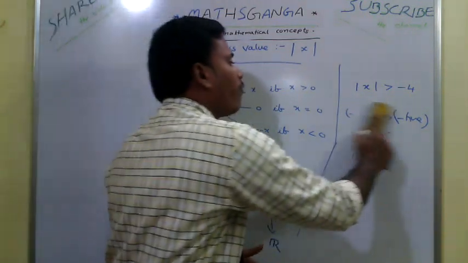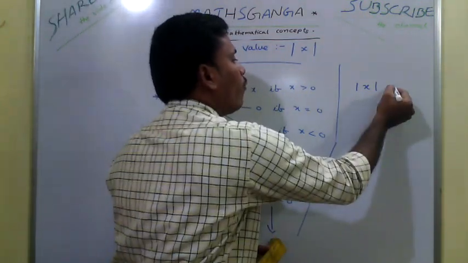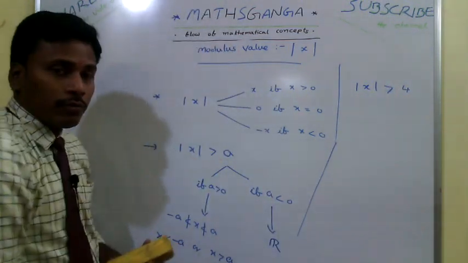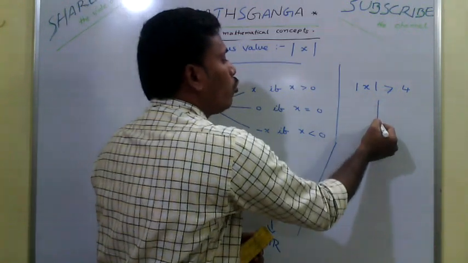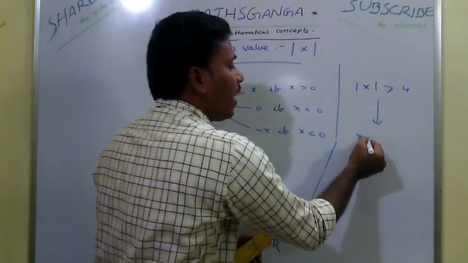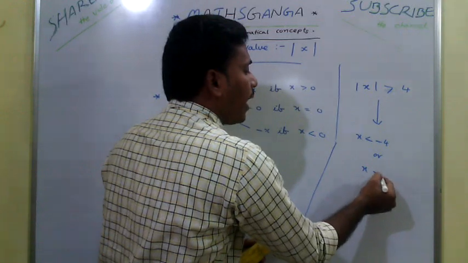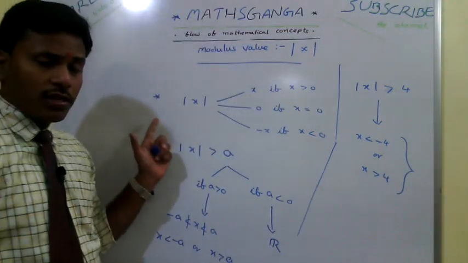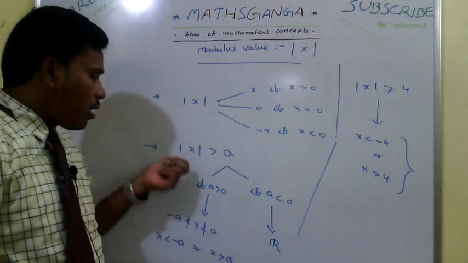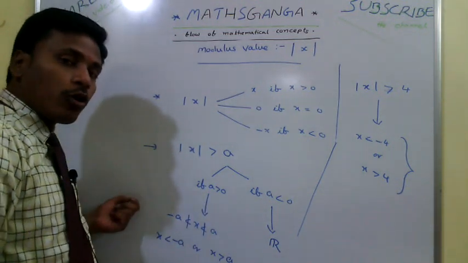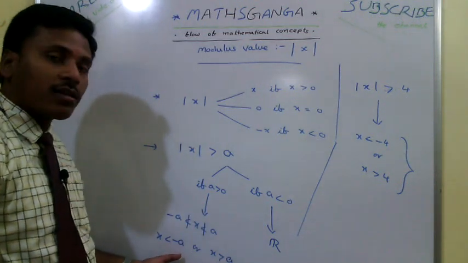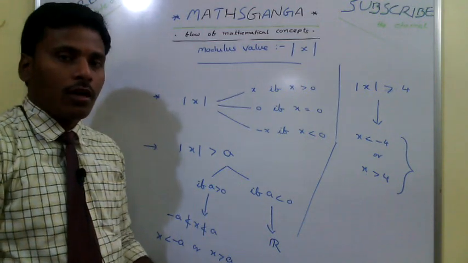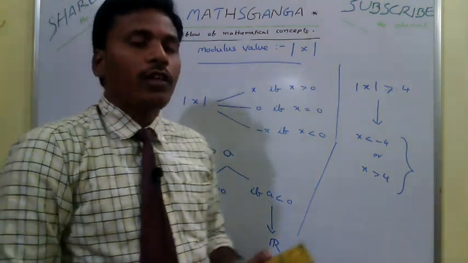Whereas if mod x is greater than positive value 4, like mod x greater than 4, then the solutions for this inequation are either x less than minus 4 or x greater than 4. To discuss this, as we did in the mod x less than a case, we proceed in two cases by taking x positive and x negative, and finally we get the result x less than minus a or x greater than a. Okay, so this is the basic idea of the modulus.